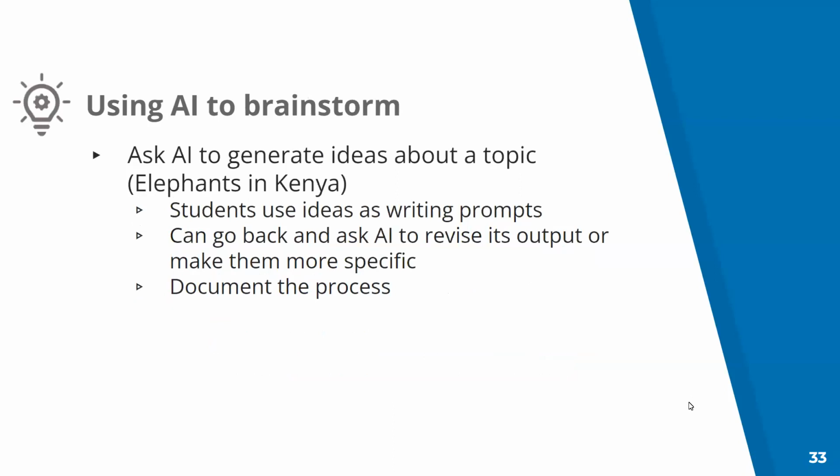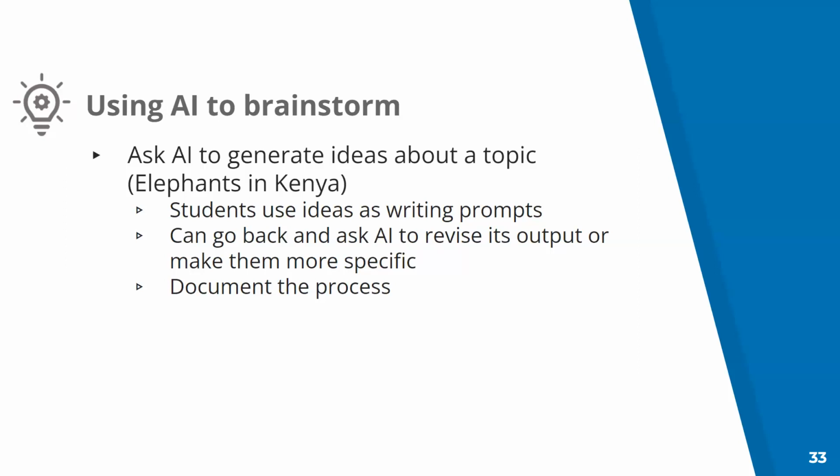Shifting a little bit again, another subcategory that we wanted to share within using AI as a collaborator is using AI to brainstorm. This is moving AI from either the critique of work or the drafting of work to really being part of that thinking process. So you could, for example, have AI generate ideas about a topic. Let's say in your class you are talking about elephants in Kenya. You can put that into AI and ask it, generate 5 ideas about this topic.